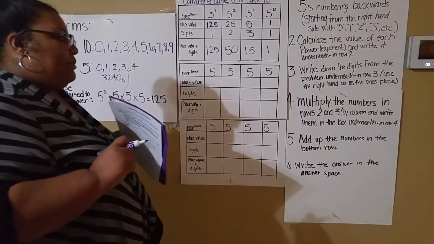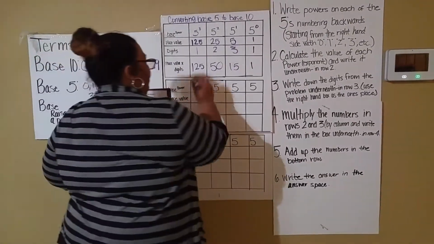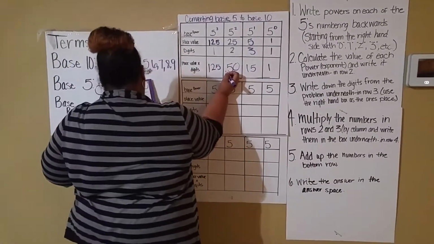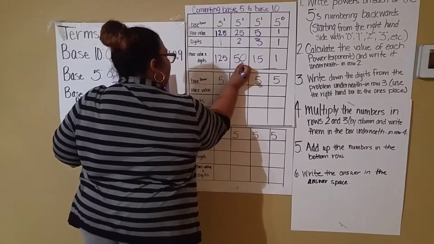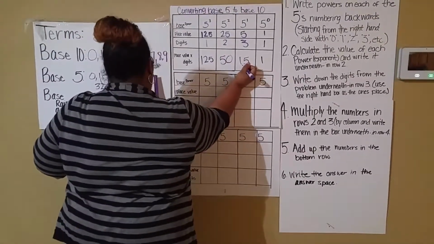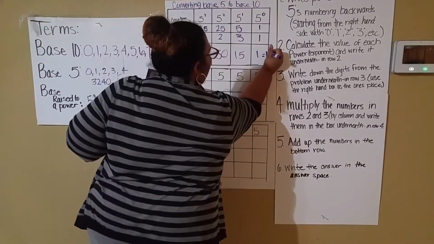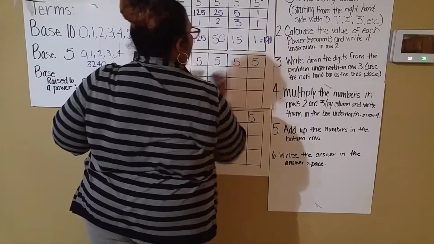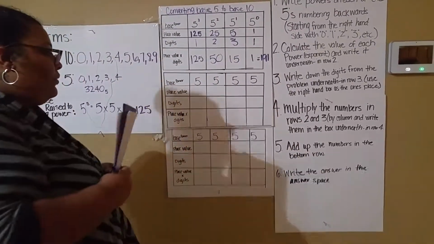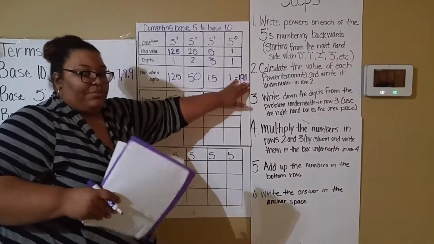For the fifth step, we add up the numbers in the bottom row. 125 plus 50 plus 15 plus 1 equals 191. You'll write your answer in the answer space.